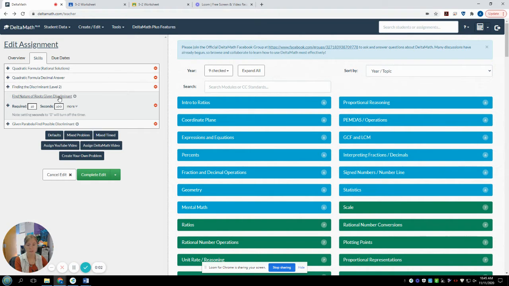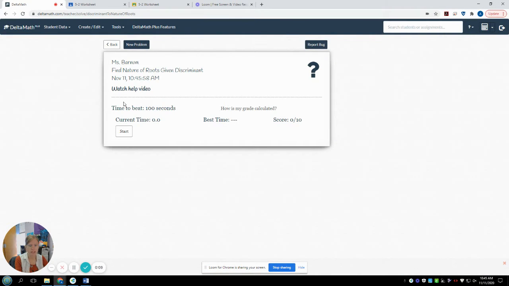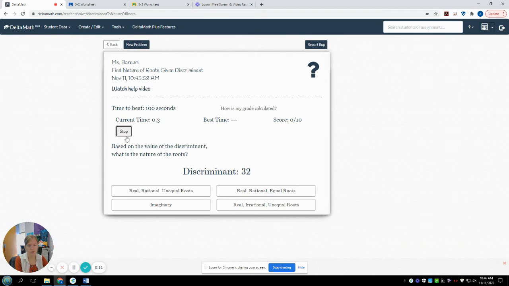Okay, really quick, I want to share how the assignment works. So the first three are pretty boring and regular. This last one is where things get interesting. So they're going to say, based on the value of the discriminant, what is the nature of the roots? And so it's going to tell you the discriminant.